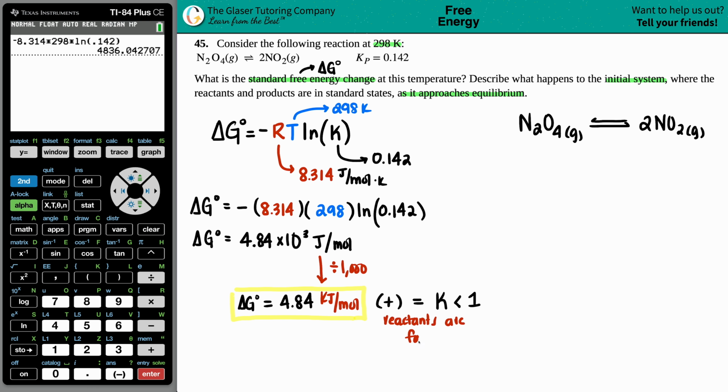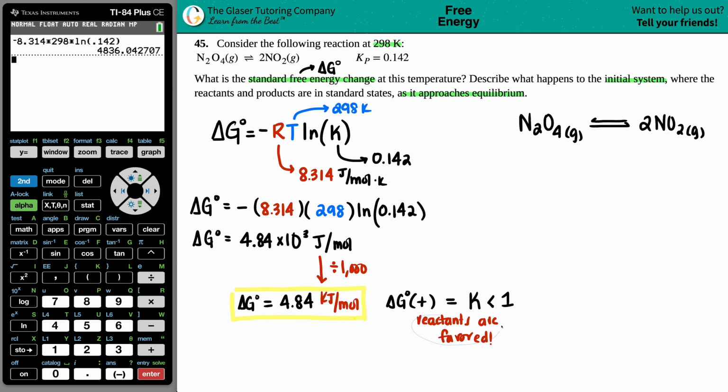On the flip side, and maybe to make this a little less confusing, I'm going to say delta G positive. There you go. If delta G is positive, this is the same thing as K is less than 1, and in this case, the reactants are going to be favored. But on the flip side, if you have a delta G that's negative, your K is greater than 1 and your products are favored. But in this case, since we have a positive delta G, we're only dealing with a K of less than 1 and the reactants are favored. So at equilibrium, you should have more reactants than products.